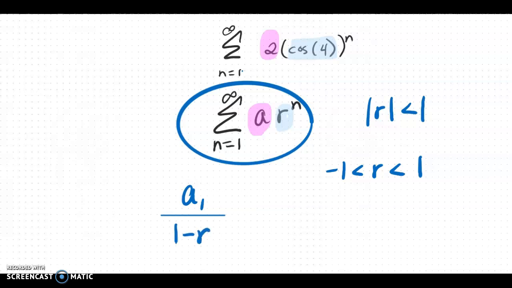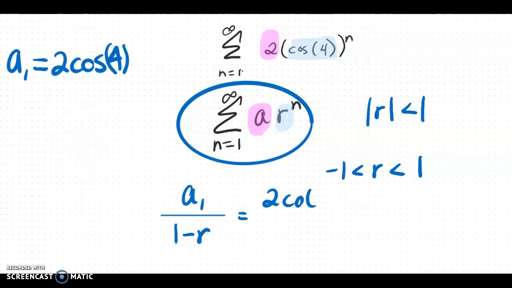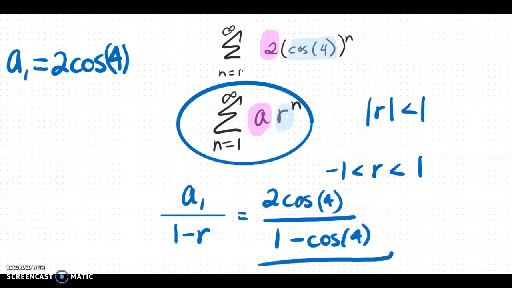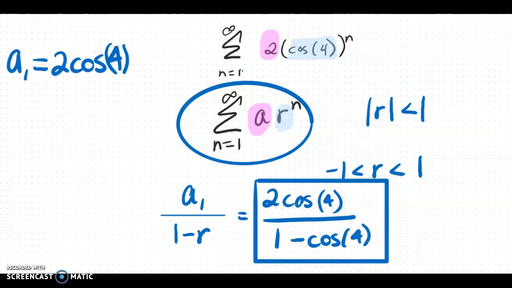And so the first term here, if you plug in 1 here, the first term would be 2 cosine of 4 to the first power. So just this would be 2 cosine of 4. And then it would be 1 minus the cosine of 4. And we'll just keep it in this exact form. We don't want to put a decimal approximation unless it asks us to. So this is what it would converge to. This is its exact value. So since it's its exact value, we leave it in this form.